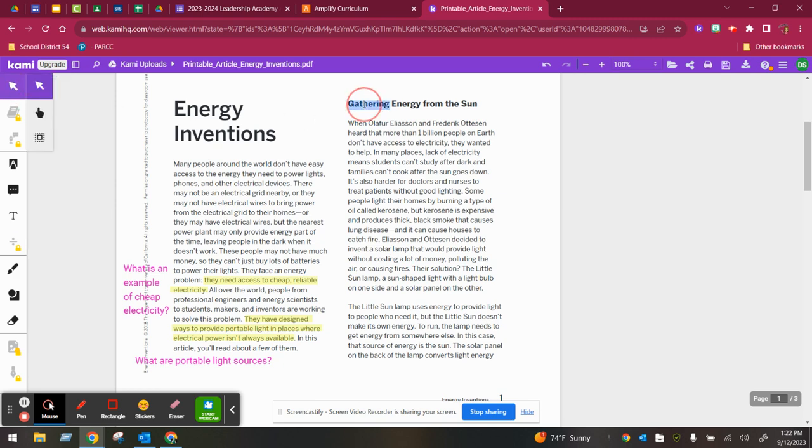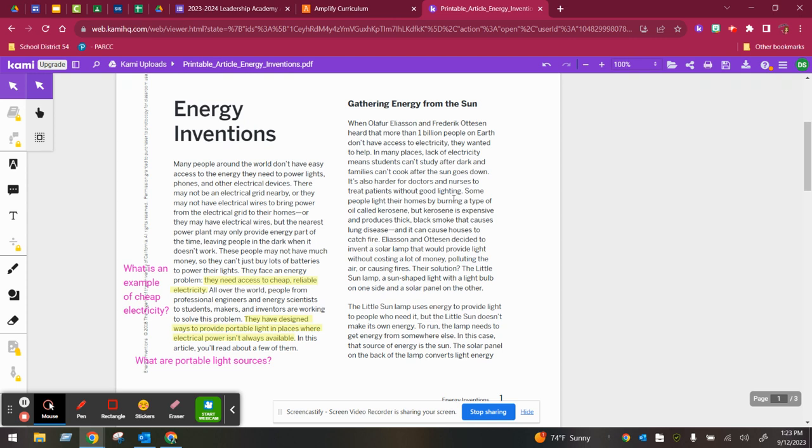Next section, gathering energy from the sun. When Oliver Eliasson and Frederick Addison heard that more than 1 billion people on Earth don't have access to electricity, they wanted to help. In many places, lack of electricity means students can't study after dark and families can't cook after the sun goes down. It's also harder for doctors and nurses to treat patients without good lighting.